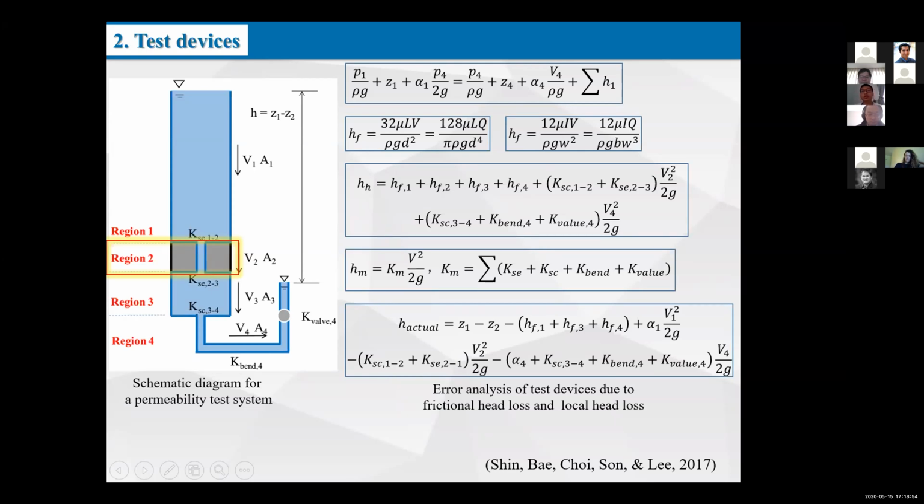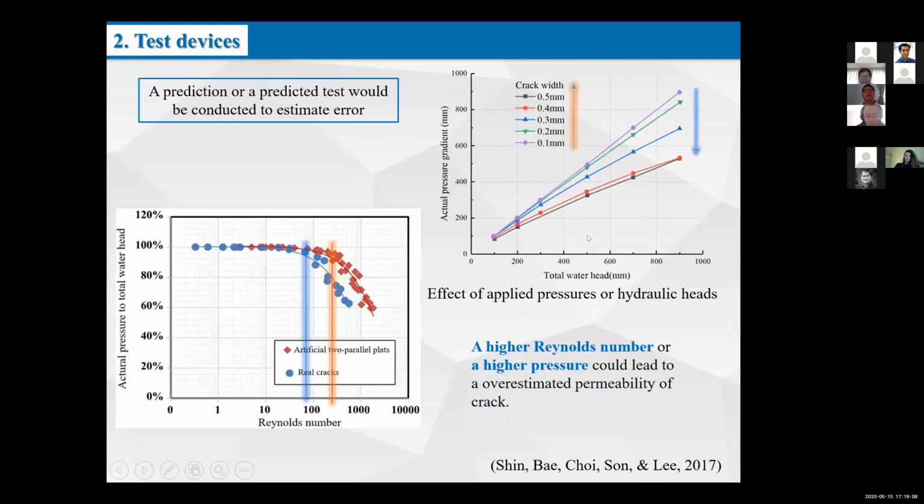And then if we use the total water head to calculate, we could overestimate the permeability, like this picture. The larger the crack width is, the lower the actual pressure gradient will be. And this picture is about the relationship between the Reynolds number and the actual pressure to total water head.